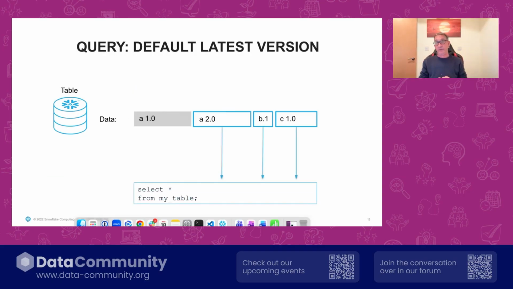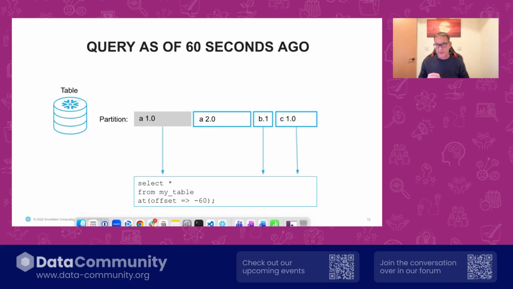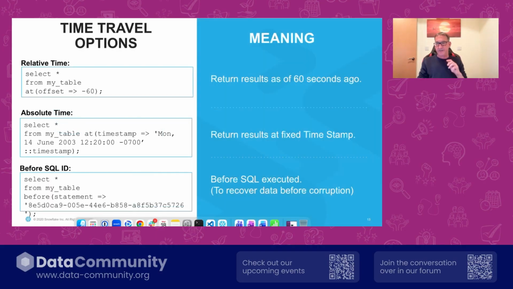By default, any query will return the latest commit consistent result. So if you select from my table, it will always return version 2 of partition A. However, the option exists to query the results at a previous point in time, and the options include a relative offset, say 10 seconds ago, a fixed timestamp down to milliseconds, or before a given SQL statement was executed, so before an update corrupted some data. So you've got various options to query the data, and here on this slide it shows you what you can do.